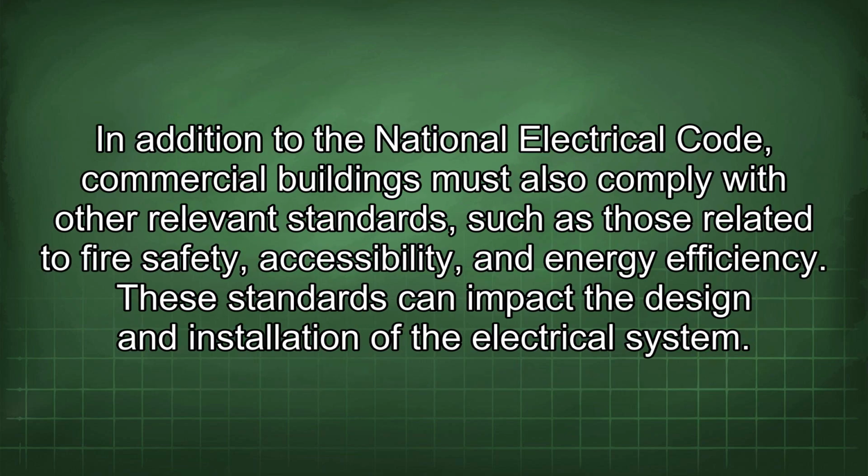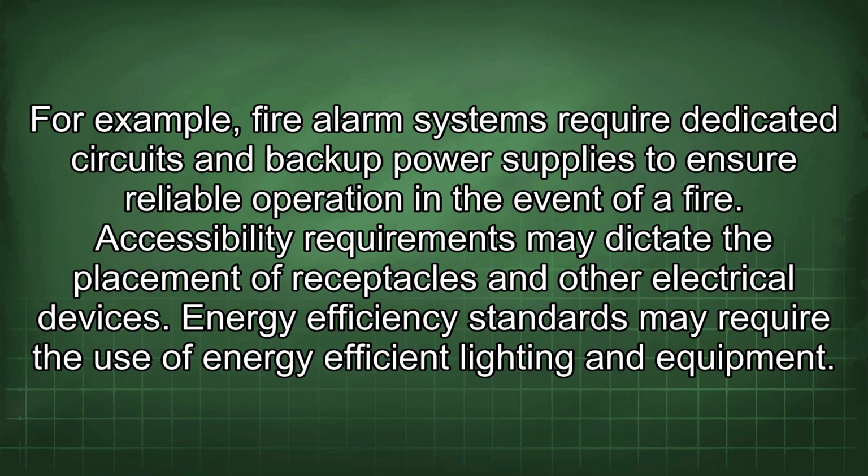In addition to the National Electrical Code, commercial buildings must also comply with other relevant standards, such as those related to fire safety, accessibility, and energy efficiency. These standards can impact the design and installation of the electrical system. For example, fire alarm systems require dedicated circuits and backup power supplies to ensure reliable operation in the event of a fire. Accessibility requirements may dictate the placement of receptacles and other electrical devices. Energy efficiency standards may require the use of energy-efficient lighting and equipment.